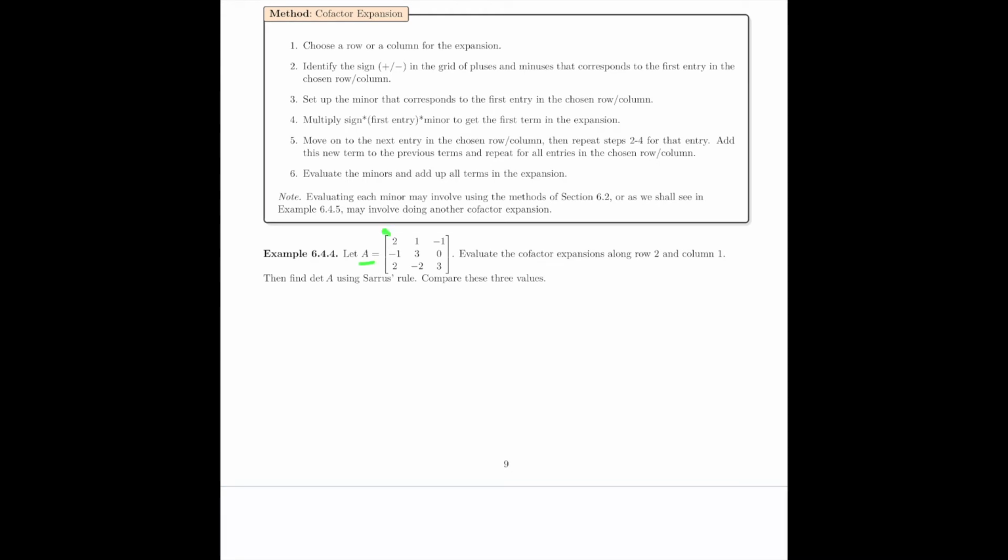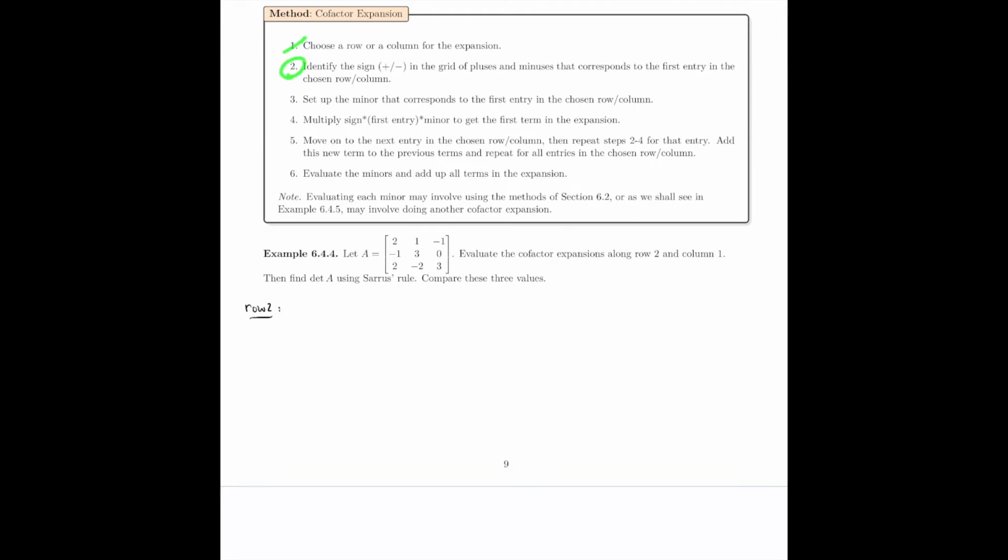So let A be this matrix that's given here. We're asked to evaluate the cofactor expansions along row 2 and column 1, and then to find the determinant of A using Sarrus's rule. And then we'll compare these three values. So the method that we're going to use here is cofactor expansion. It says choose a row or column for the expansion. Well, we're asked to do this along row 2, so that is our choice. So that is the first step done.